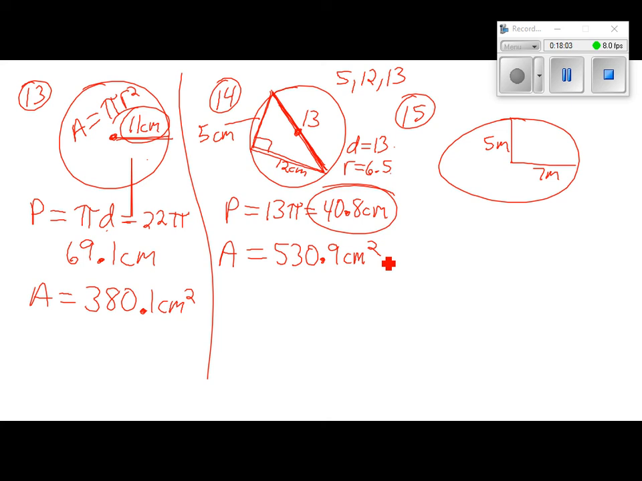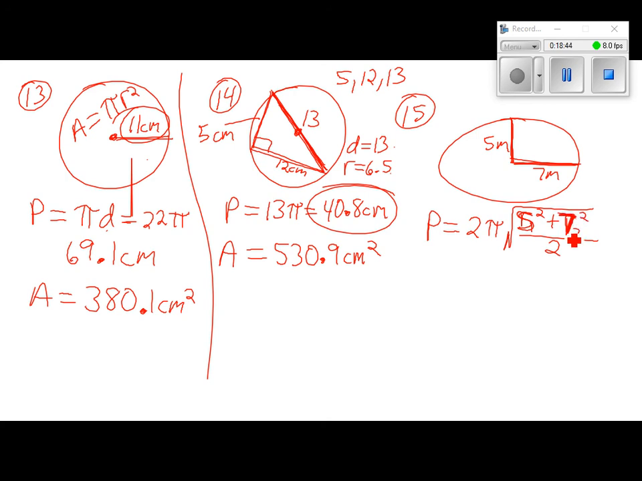Number 15, we have an ellipse. To find the perimeter of an ellipse, we've got this big long formula. Look it up on your formulas worksheet. It's 2 times pi times the square root of radius 1 squared plus radius 2 squared, divided by 2. Remember this is radius 1, that's radius 2. It doesn't really matter which one's which. So all we're going to do is plug in 5 for radius 1 and 7 for radius 2.